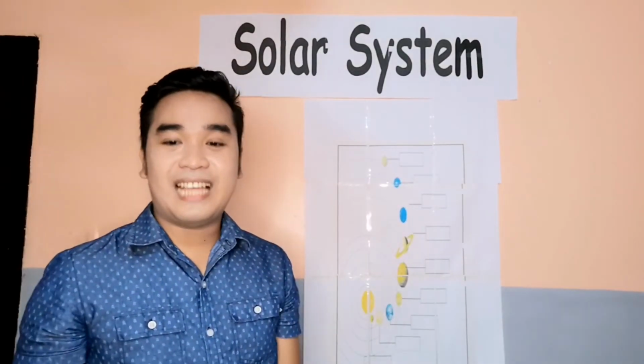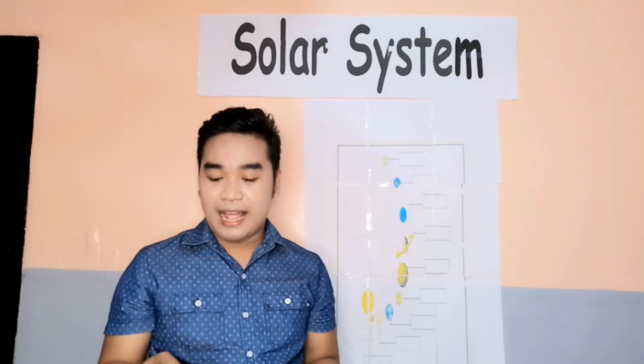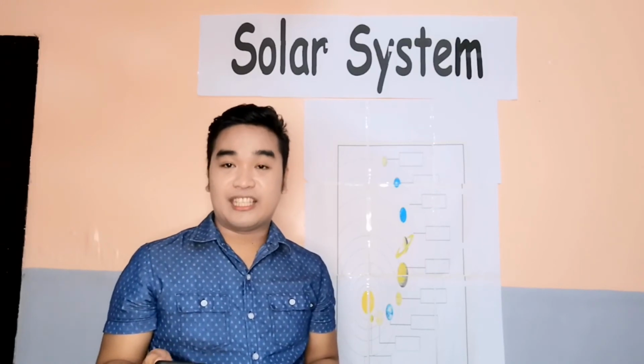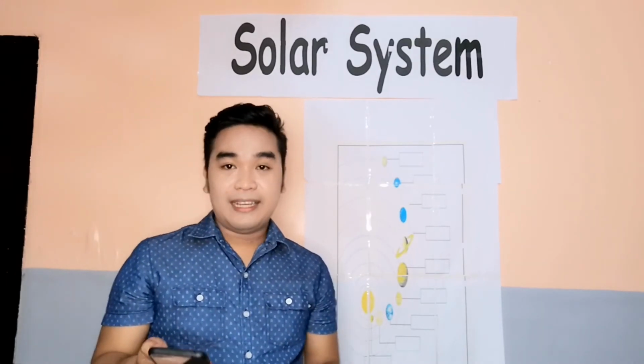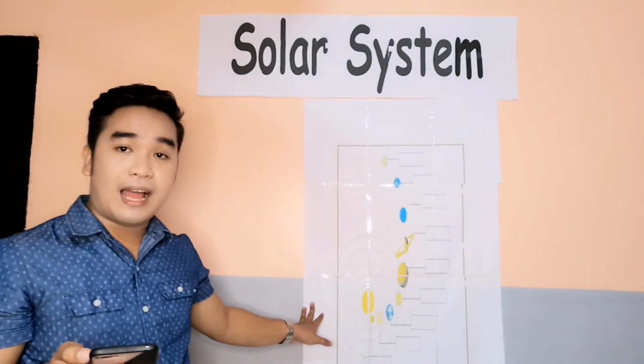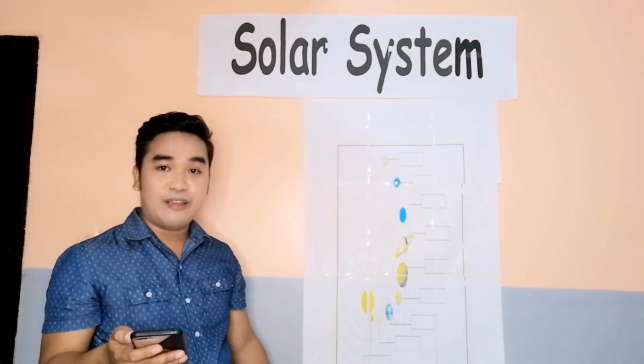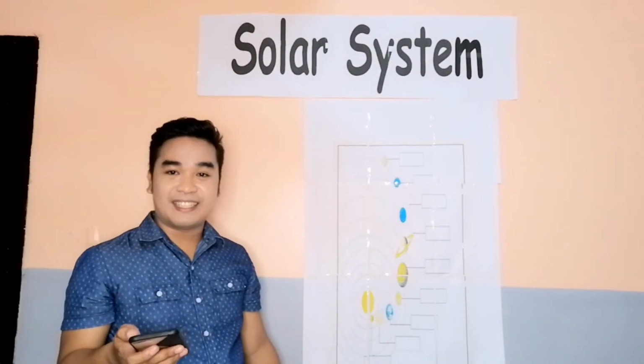Alright class, this time you're going to draw the solar system and identify the different planets in the solar system. Okay? And now I have here a picture here. You're going to identify the planets and their names. Okay? I'll give you 15 minutes.